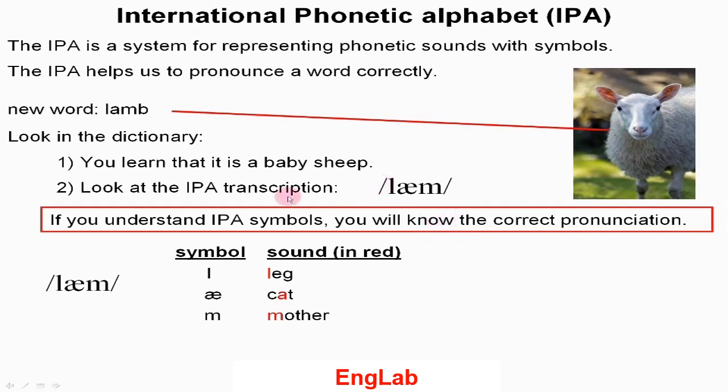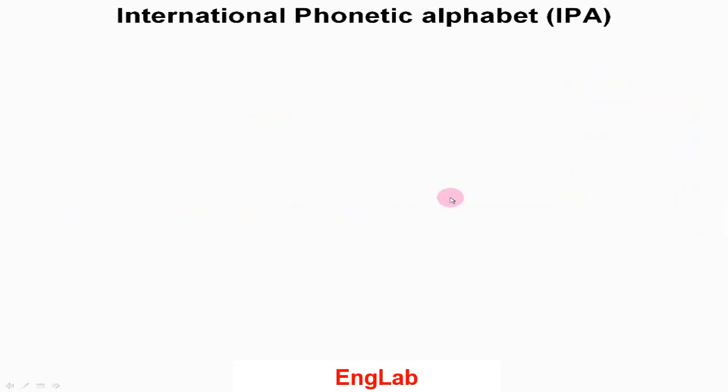We know that we do not pronounce the last letter B. So with IPA we now know that the letter B is silent, and we know how to correctly pronounce this word.